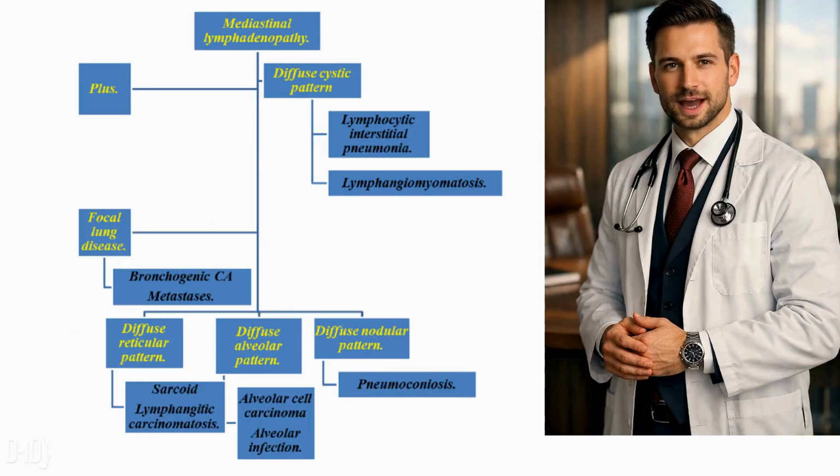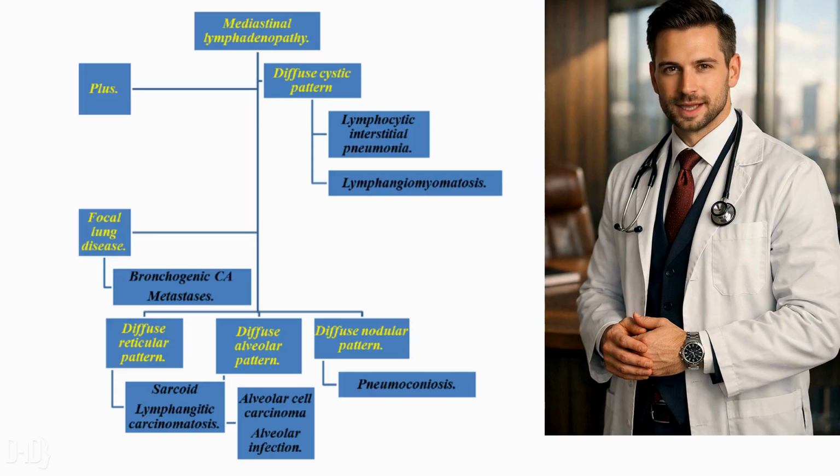Finally, this smart art shows differential diagnosis of mediastinal lymphadenopathy in relation to lung diseases. In case of mediastinal lymphadenopathy plus diffuse reticular lung pattern, diagnosis is between sarcoid or lymphangitic carcinomatosis. In case of mediastinal lymphadenopathy plus diffuse alveolar lung pattern, diagnosis is between alveolar cell carcinoma or alveolar infection.